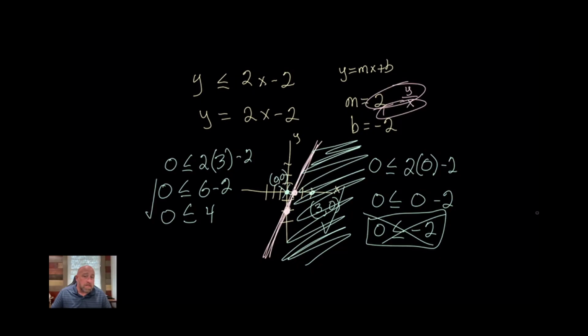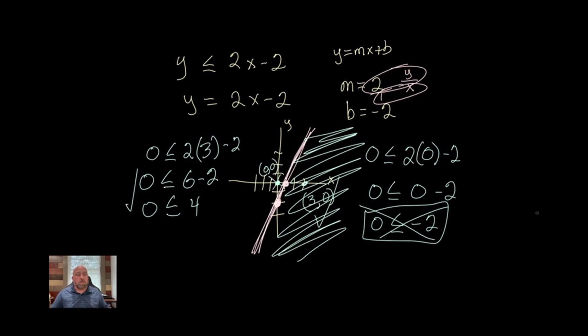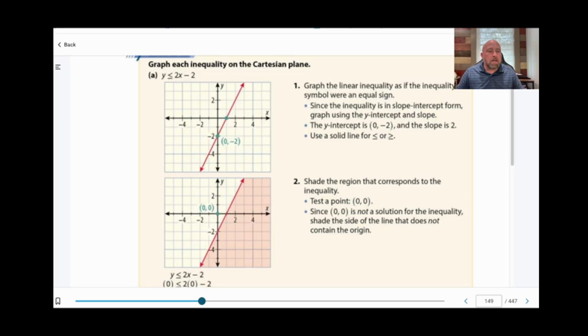You should not miss these because when you test these, it should tell you if you're right or wrong. Okay? Why did we use a solid line? Because it included the equals to. What if it did not include the equals? Then we would not have used the solid line. Go back and look in your book here.